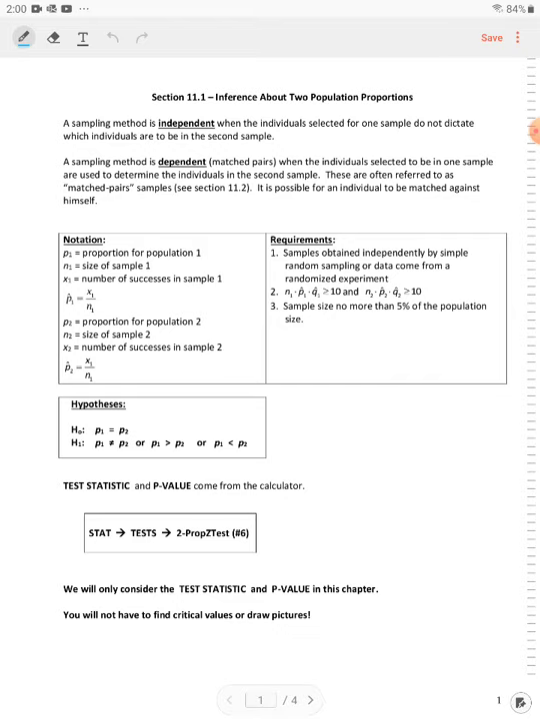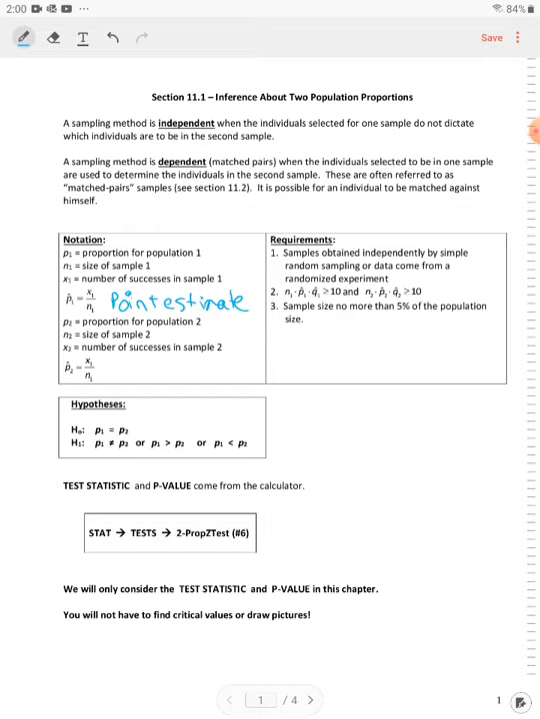So now instead of just one set of data, we have two. Notice there's a p1, n1, x1, and this is the point estimate for p1. And then for population 2, p2, n2, x2, and a point estimate for population 2. Your hypothesis is very similar: the null is p1 equal p2. Your alternative is p1 is not equal to p2, p1 is greater than p2, or p1 is less than p2.